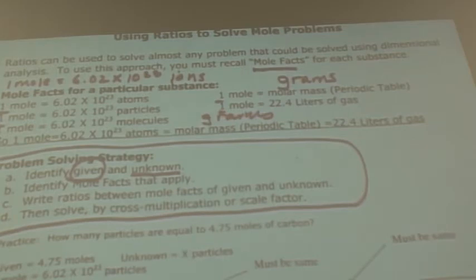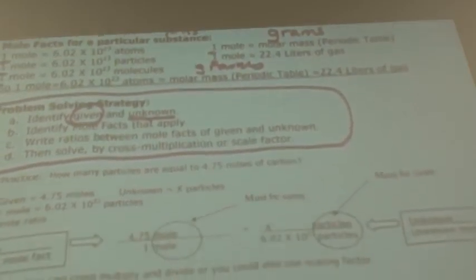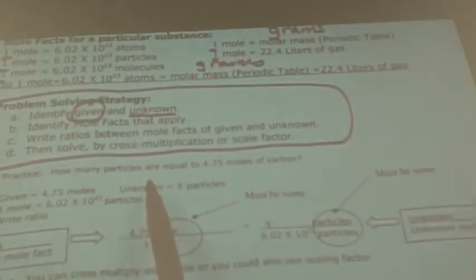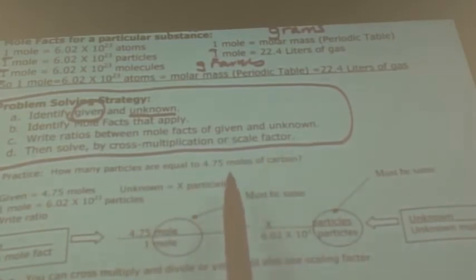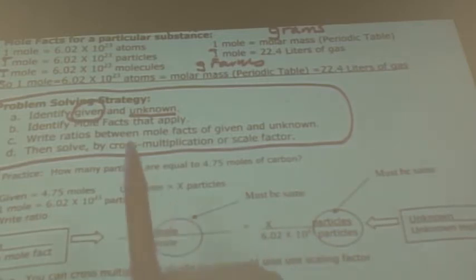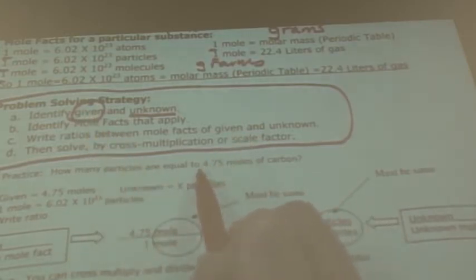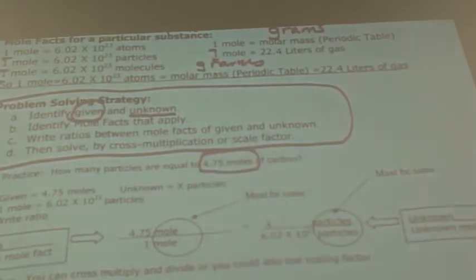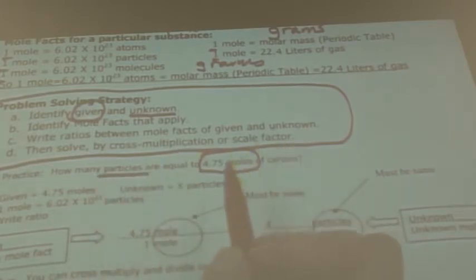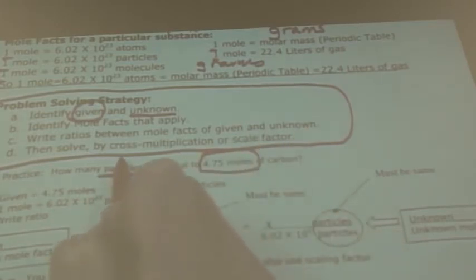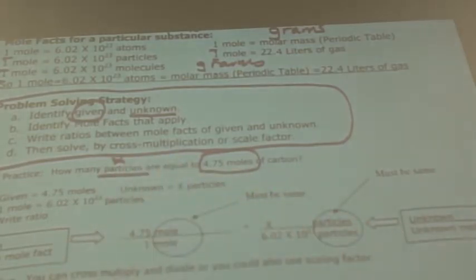Okay, here we go, the first way to do this. How many particles are equal to 4.75 moles of carbon? The given is the 4.75 moles. My unknown, what I would like to know, is particles. I don't know what it is, so I'm going to use an X instead of the number.